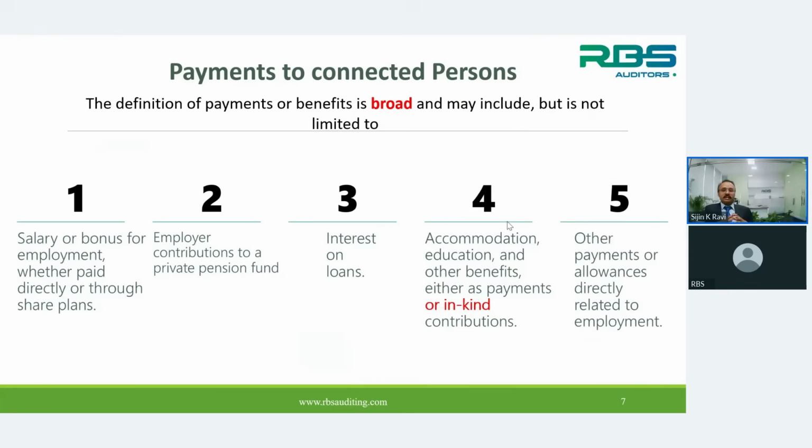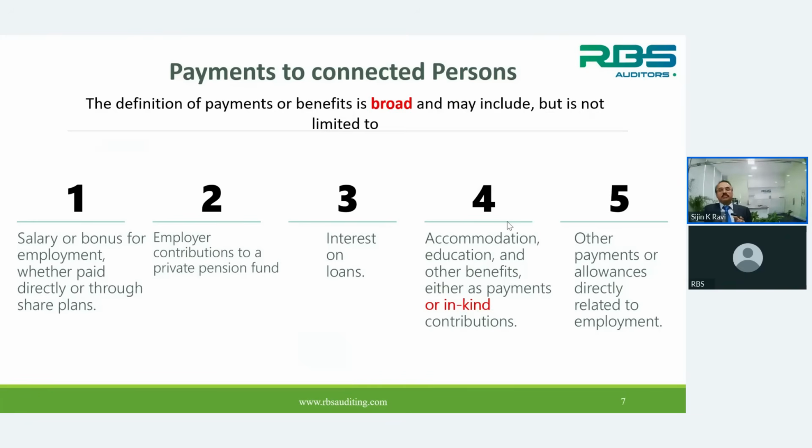So whatever the payment, you have to categorize it payment-wise. For example, interest on a loan will be a separate TP transaction. If you are taking salary-related expenses, you have to combine them. That means salary, then bonus, then leave salary, gratuity, everything will be combined to show how much amount has been paid to those connected persons.